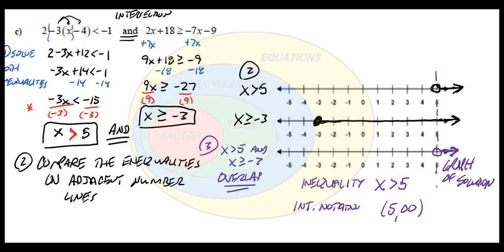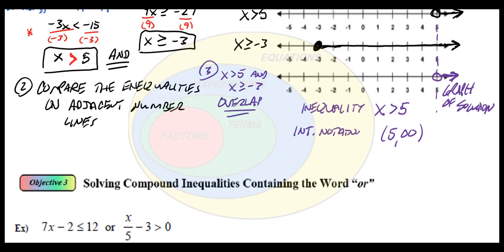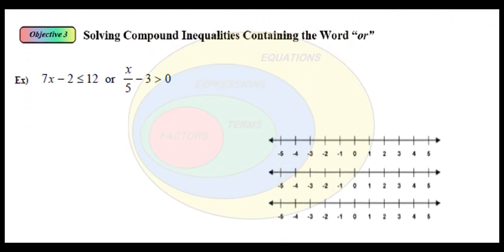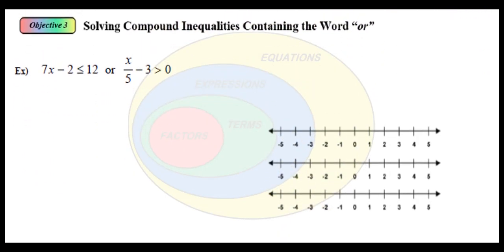So those are all problems or inequalities dealing with an AND connector. But what happens if we have an OR connector? So this next example is the same thing. I just want to solve, but notice this one is an OR connector. And an OR connector is a union. So we want both or all numbers, right? In both answers and both inequalities.